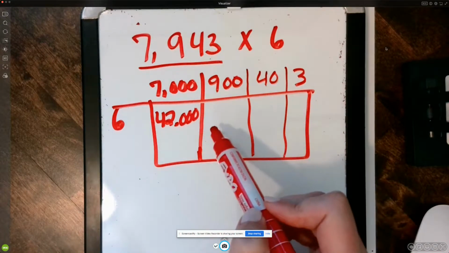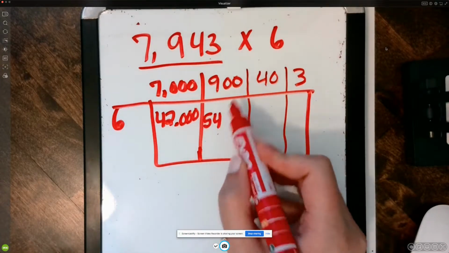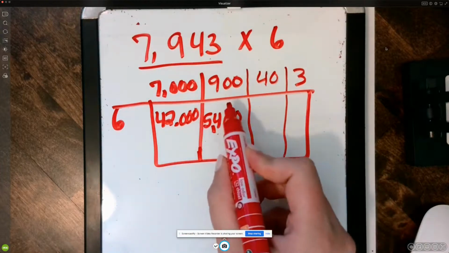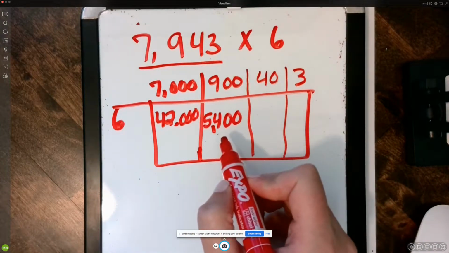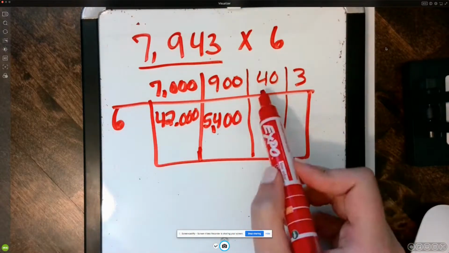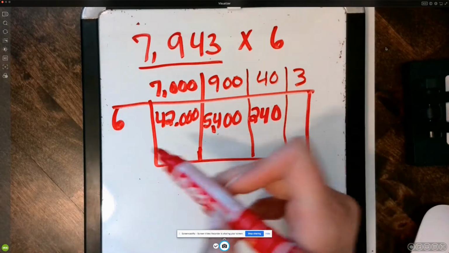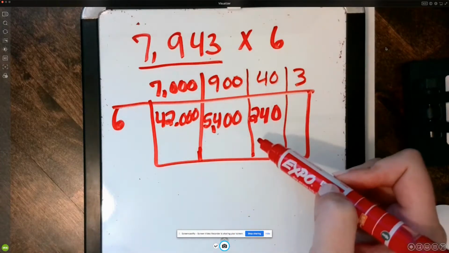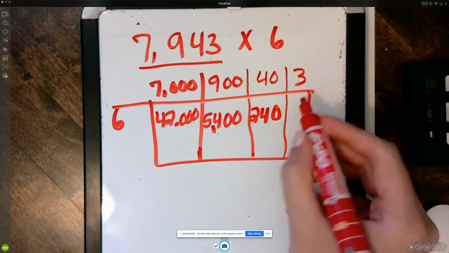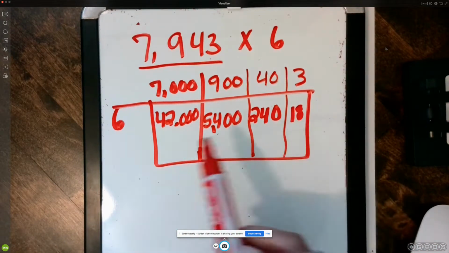Now I'm moving down to the hundreds place. 6 times 9 is 54, and I'm in the hundreds place, so I'm adding 2 zeros. So 6 times 900 is 5,400. Moving down to the tens place, 6 times 4 is 24, and since I'm in the tens place, I'm going to add that 0, so 6 times 40 is 240. And then in the ones place, 6 times 3 is 18. These are called partial products, every answer in these boxes.